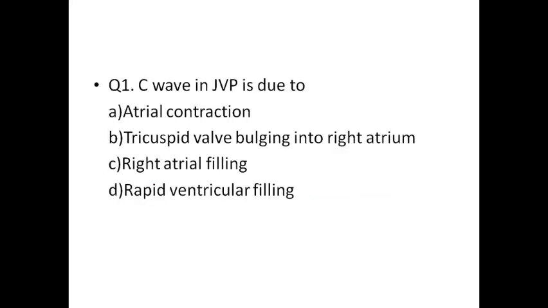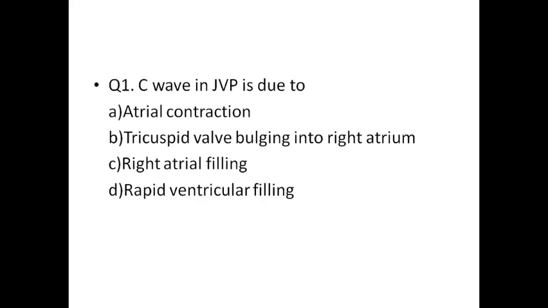So we'll start now. The first question is: the C wave in JVP is due to dash. C wave in jugular venous pressure is due to atrial contraction, or tricuspid valve bulging to the right atrium, or right atrial filling, or right ventricular filling. Before the answer, keep in mind that the JVP, as it is venous, concerns the right heart, mostly the right atrium and ventricle.